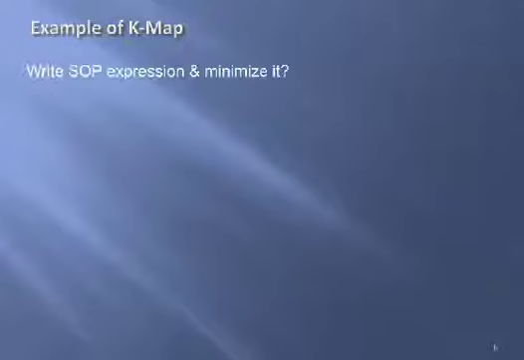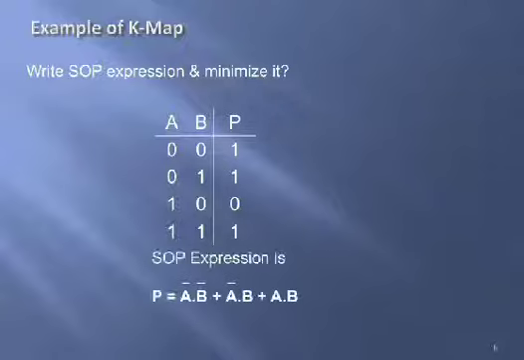We will see an example of K-map. Write the SOP expression and minimize it. Let us say this is the truth table we are considering for two variables. The function I am defining is like this: for 00, 01 and 11, the output function is equal to 1. Only for the 10 combination of input variables, the output function is 0. So this is how I am defining the truth table, for which you need to draw the K-map and then simplify it.